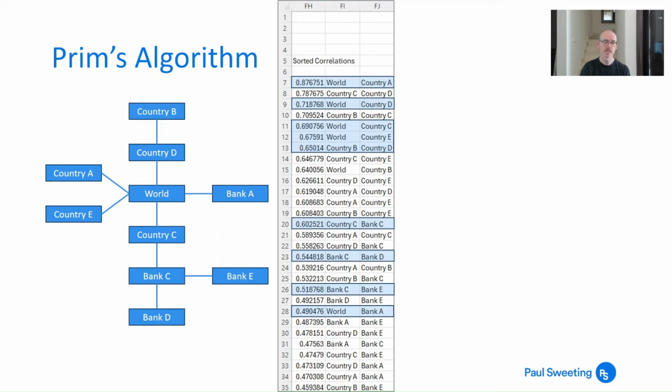And bank A, interestingly, is most closely linked to the world rather than to any particular country or to any of the other banks, suggesting it's perhaps a more multinational organisation than the others. That just leaves bank B, which is actually just off the bottom of the list, which is most closely related to country B. So it looks like, apart from this mega bank we've got as bank A, most banks are either connected to their home country or to other banks, and most countries are most closely connected to the world rather than to other countries.